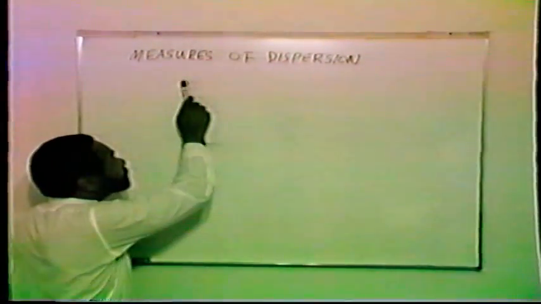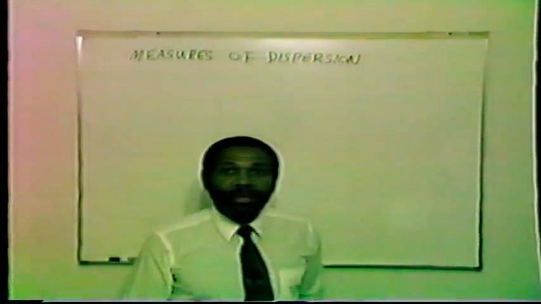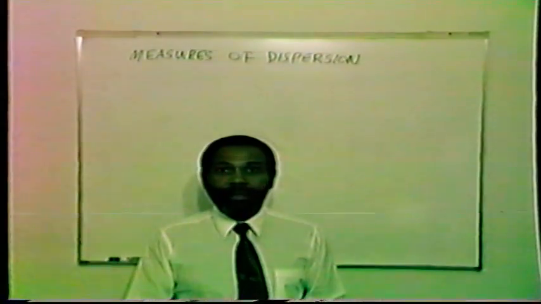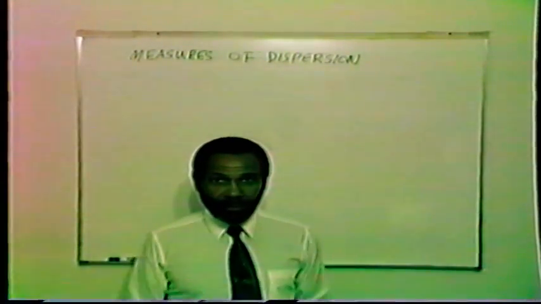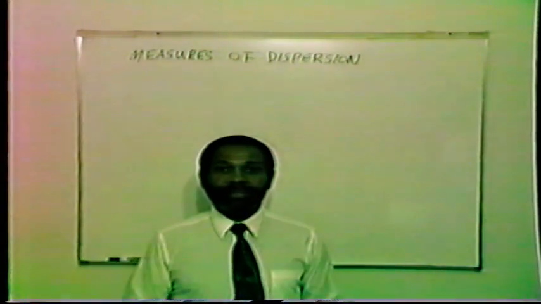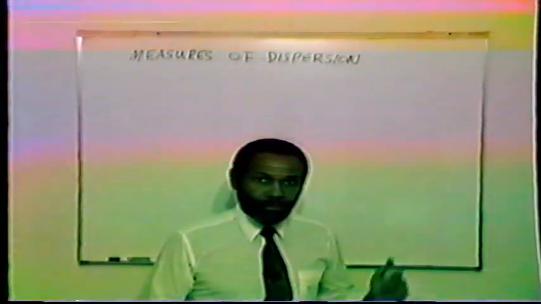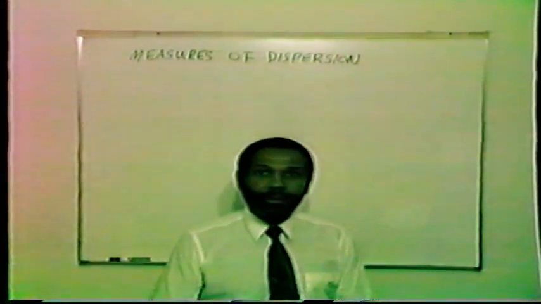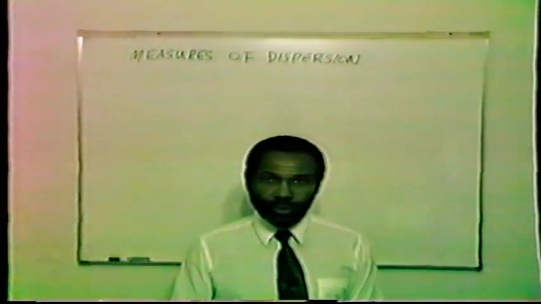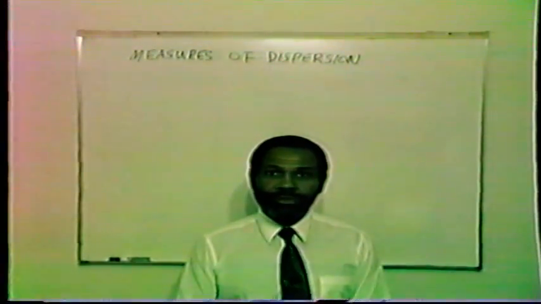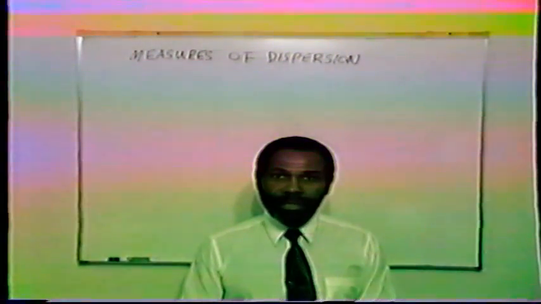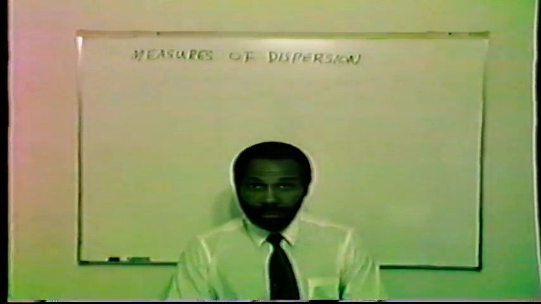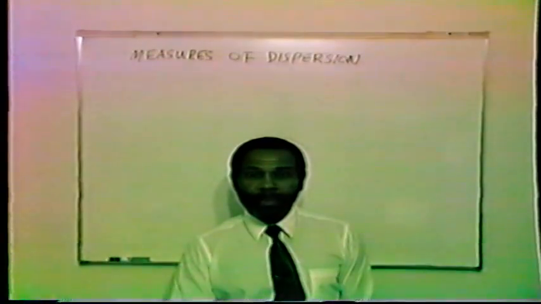Therefore, measures of dispersion tell us how spread out a data set is, or how spread out the numbers in a data set are, or how different the numbers in the data set are. That's what measures of dispersion tell us. In this lesson, we're going to discuss two measures of dispersion: the range and the standard deviation. There are many other measures of dispersion, but our lesson shall be restricted to those two measures.